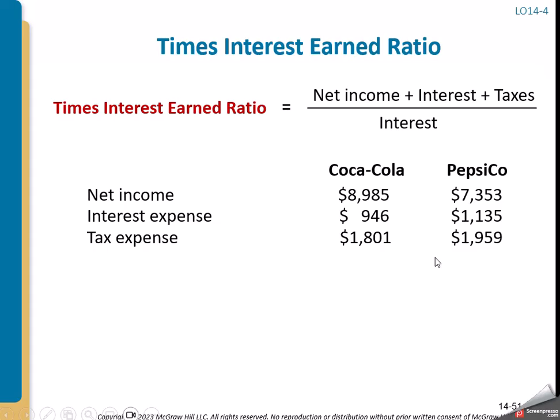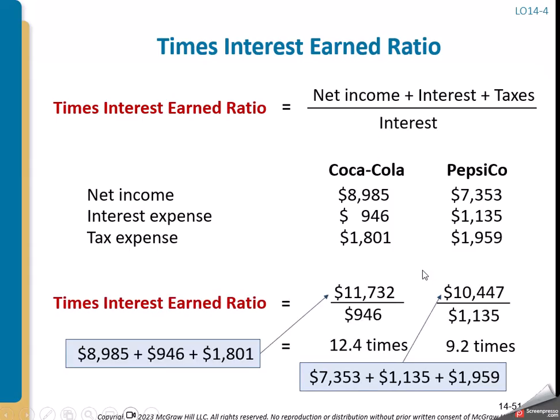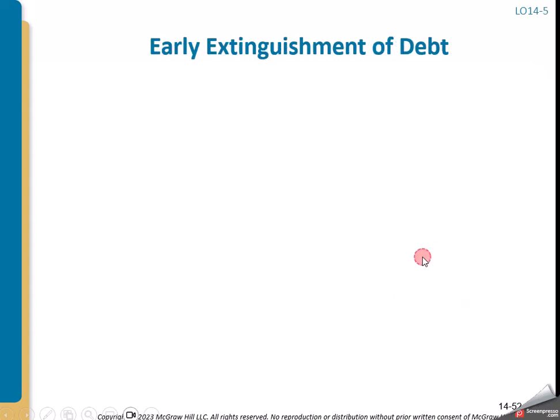And then our times interest earned is our net income plus our interest expense plus our income taxes divided by our interest expense. So that too, the higher the number, the better. The higher the number, the more cushion you have. So in this case, Coke would be better. They could pay their debt, but it's also because Pepsi was a little bit more risky. They had more debt than equity. So it would stand to reason that Coke's times interest earned ratio would be higher.